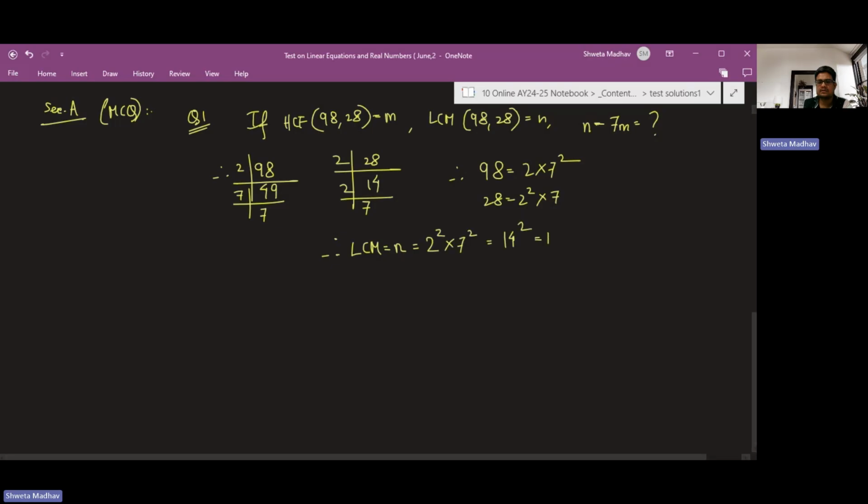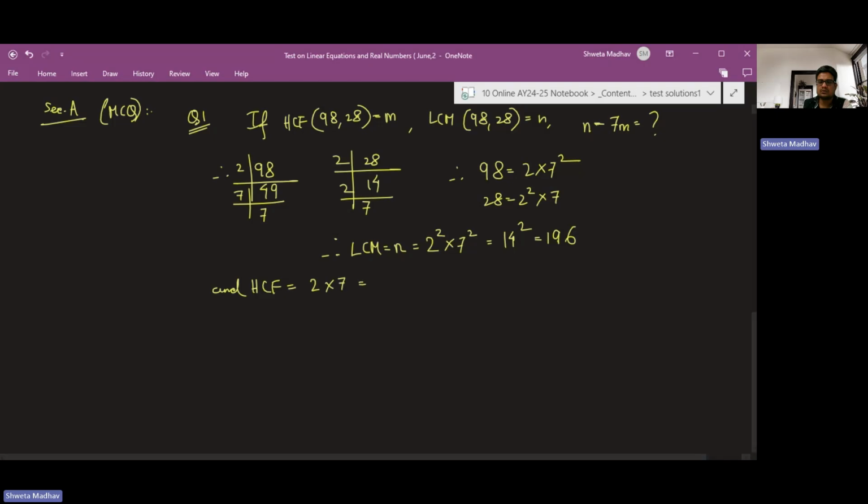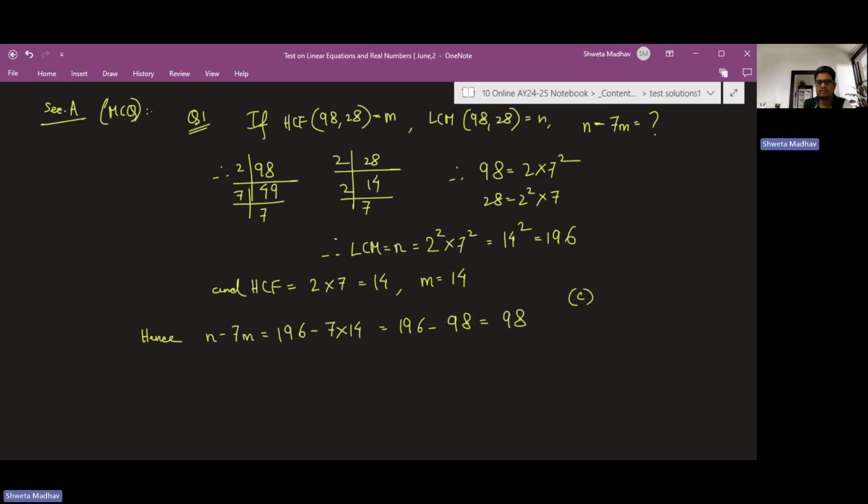Similarly, for the HCF we have to take the least exponents of the common prime factors. That is 2 into 7, which is equal to 14. Therefore, m is equal to 14. Hence, the value of n minus 7m will be equal to 196 minus 7 into 14. This will be 196 minus 98, which equals 98. So option C is the correct answer.